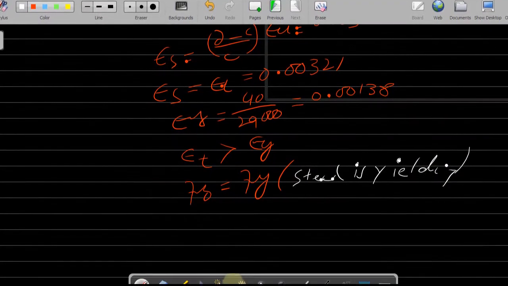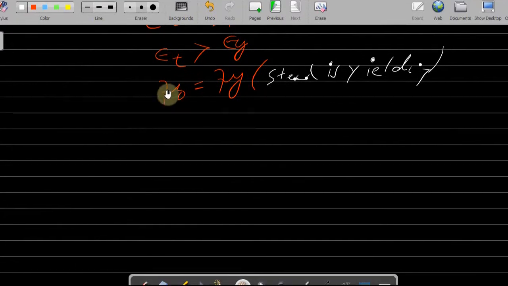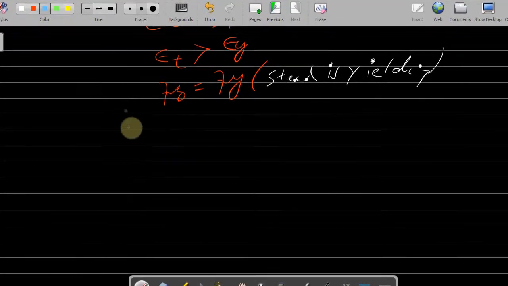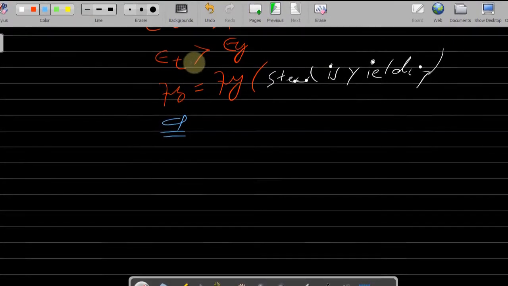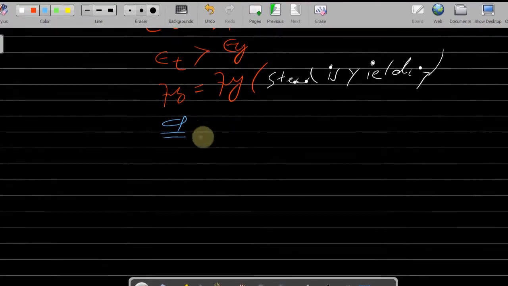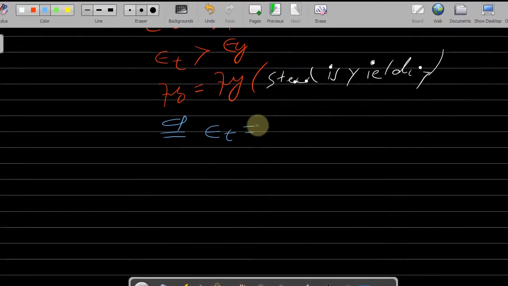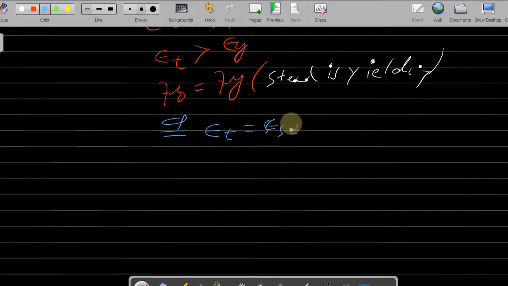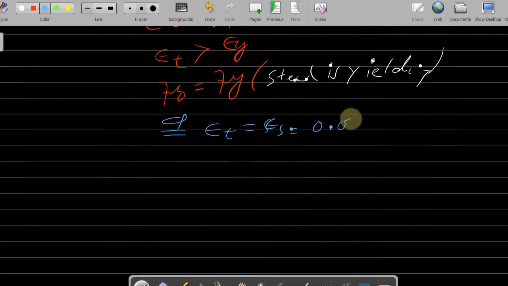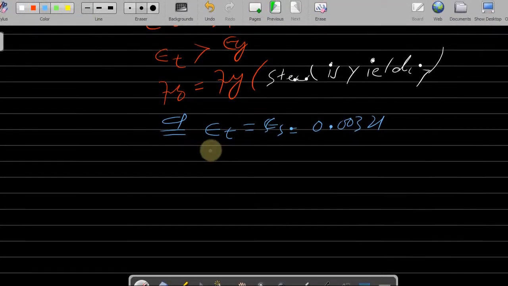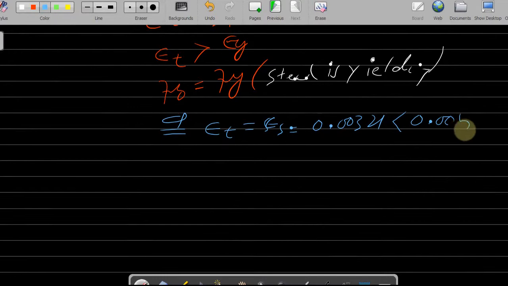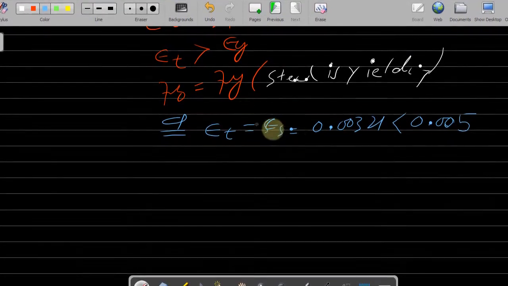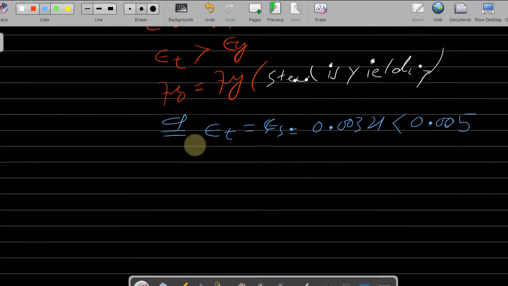Now, another thing we have to make sure of is the value of phi. What will be the value of phi right now? As the bars are in one layer, epsilon t equals epsilon s, and we already calculated the epsilon s value, that is 0.00321. If we compare this, we clearly see that this value is less than 0.005.